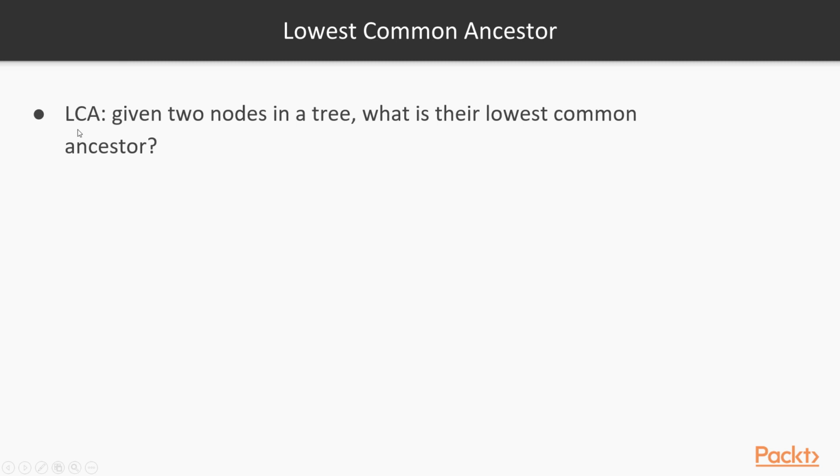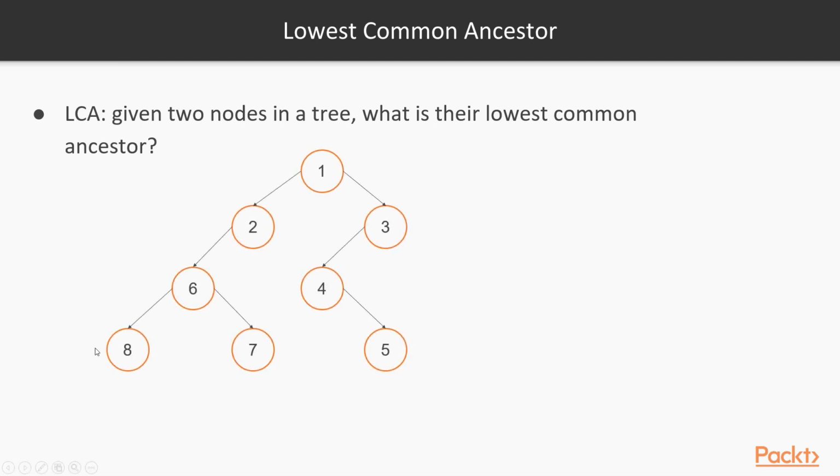The lowest common ancestor problem, or LCA for short, is the following. Given two nodes in a tree, we want to find their lowest common ancestor. The lowest common ancestor is defined as the node that is lowest in the tree and that both of the given nodes are descendant from. For example, in this tree, if given 8 and 7, their LCA would be 6. If given 2 and 4, their LCA would be 1.